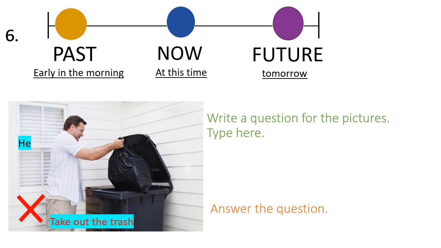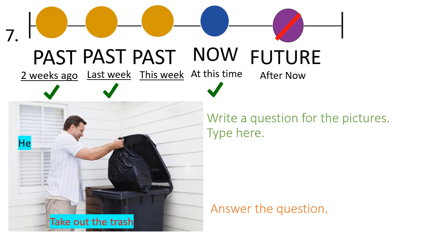Number 6, look at the timeline. Look at the picture, read the action. Okay, who are we talking about? Write a question and answer it. Number 7, again, same action, but a different timeline. Write a question and answer it, please.